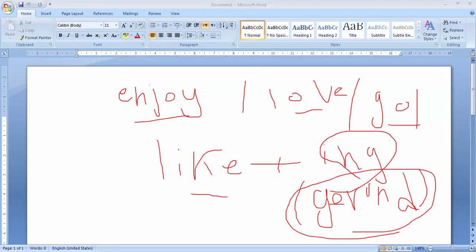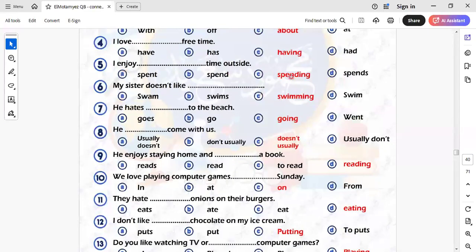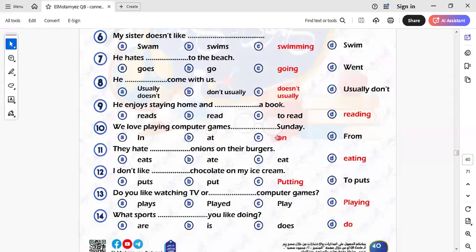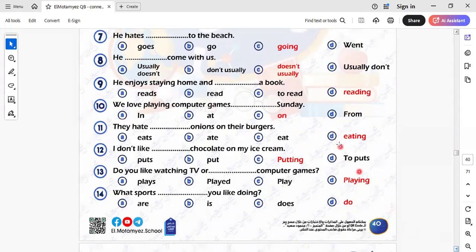Let's continue our revise. This is something that I would like to be clear with you. I enjoy spending time outside. My sister doesn't like swimming, clever pupils. He hates going. Let's go to another one. Here we have: I love playing. You can say some of the sentences that I can't answer, Miss Iman, because I would like to make the video shorter.